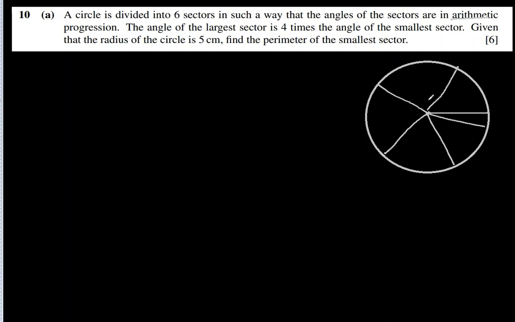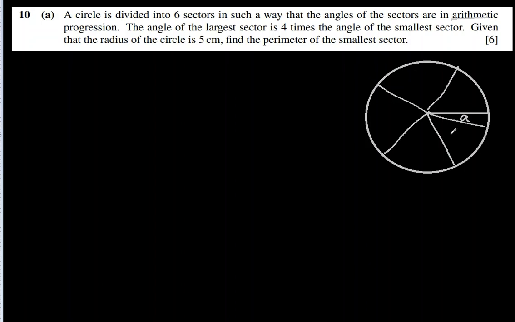Question 10. A circle is divided into 6 sectors in such a way that the angles of the sectors are in arithmetic progression. Alright. So if we have a circle, let me draw a circle, and it has 6 parts. The first part will be very small, the second part a little bigger than this, and similarly they will keep on increasing, and finally we will have 6 parts which will be in arithmetic progression.